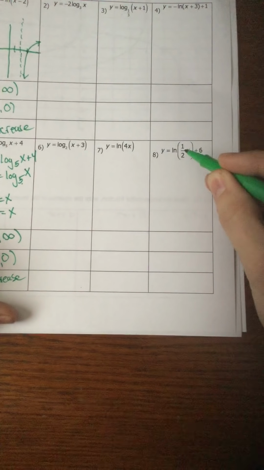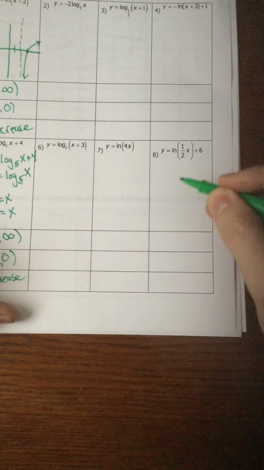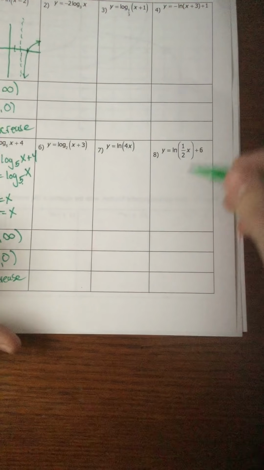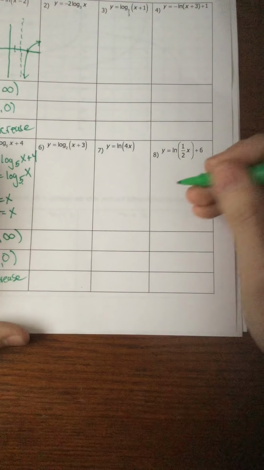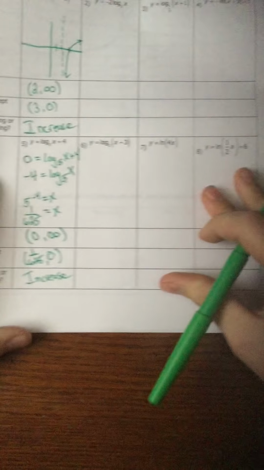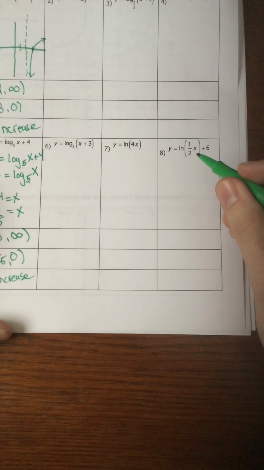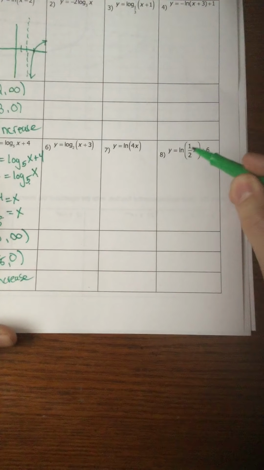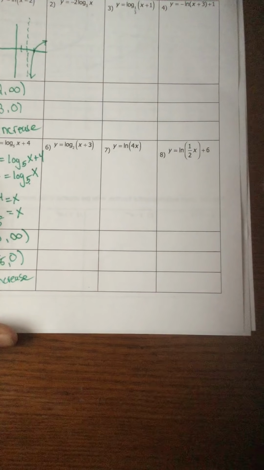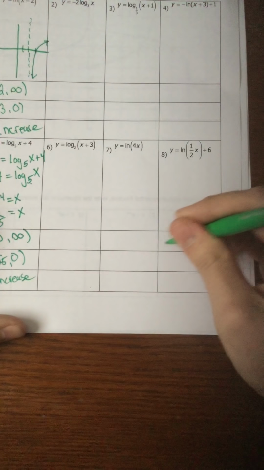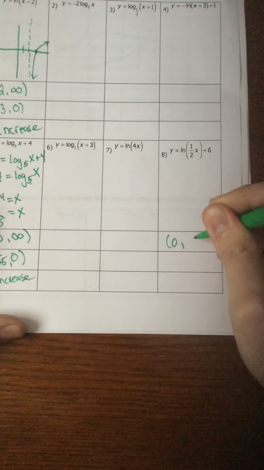ln has some stuff on the inside, vertical shift, total chaos. Let's see if we can do anything about it. Well, once again, let's try to answer some stuff. What's this first line? Domain. So domain, any shifting going on? No, right? We got this half in there, but that is not making it go left or right or anything. So that is just going to be a simple 0 to infinity.